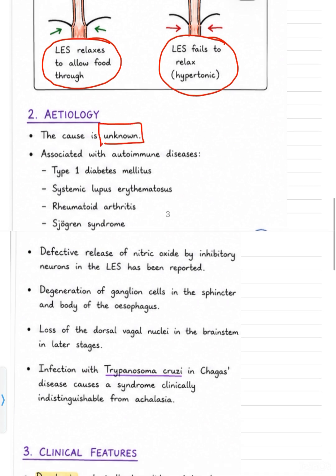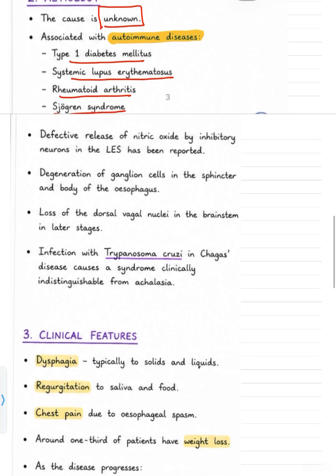The cause is unknown, but we have seen it to be associated with autoimmune diseases. Which autoimmune diseases? Type 1 diabetes mellitus, SLE, rheumatoid arthritis, and Sjogren's syndrome. Secondly, a defective release of nitric oxide by inhibitory neurons in the lower esophageal sphincter has also been reported.